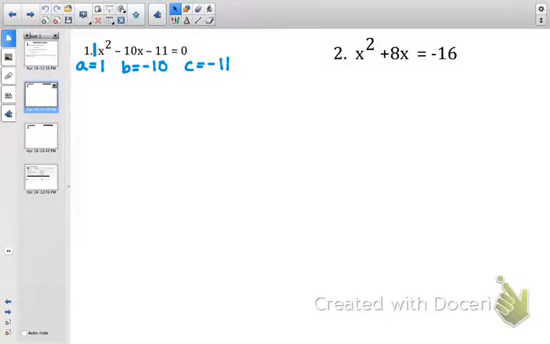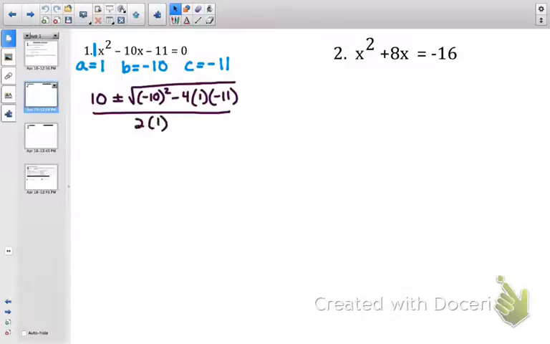Let's go ahead and plug that into the formula, starting with negative b. Negative 10 gives us positive 10. Then we have that cool little plus or minus sign, the square root. Then we have b squared, so negative 10 to the second power, minus 4 times a times c. So a is 1, c is negative 11. I'm going to extend my square root sign a little bit there. Then it's all over 2 times a. In this case, a is 1.